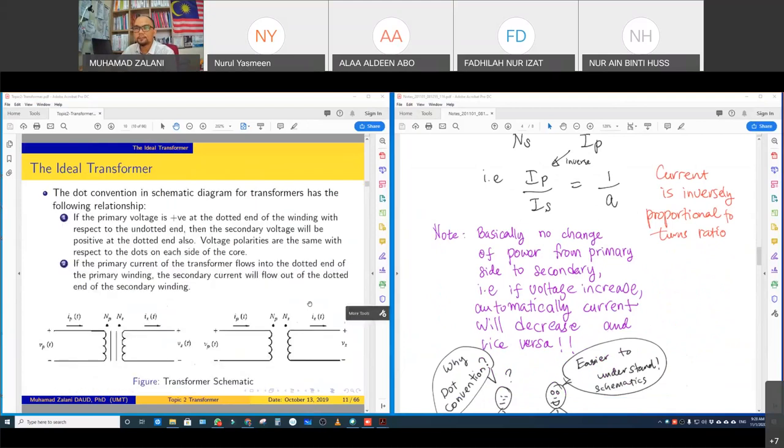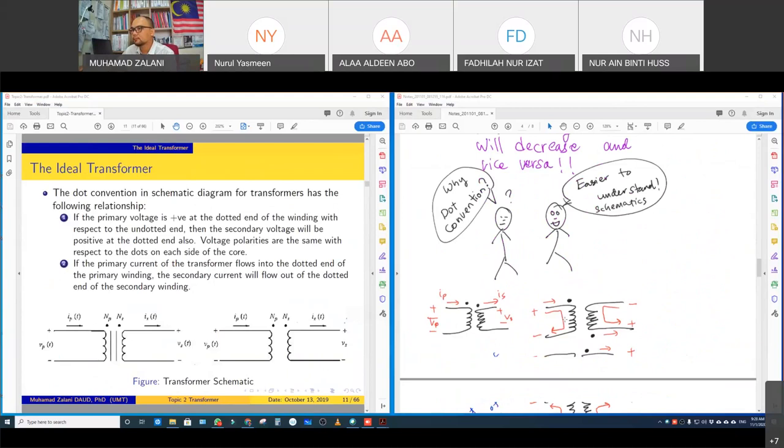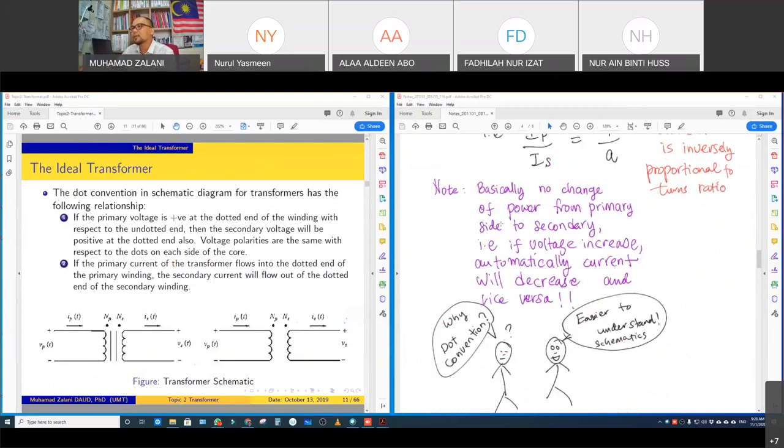So in terms of power, there is no change of power from the primary side to the secondary side. If voltage increases, automatically current will decrease, because power will remain the same. When voltage increases, of course, automatically current will decrease to make sure the power transfer is always the same. Meaning that if at the input or primary the power is P1, the output P2 equals P1, meaning that the output power is the same as the input power.